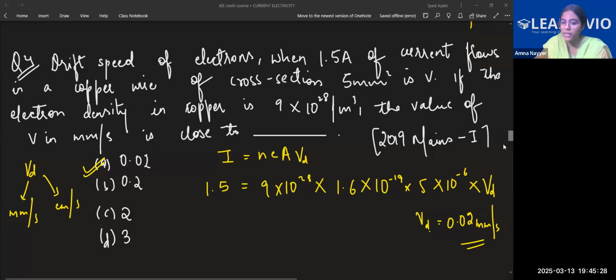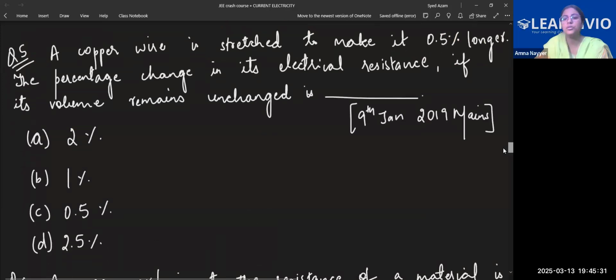Now, the next question is the one which I was mentioning to you when we were discussing the resistance part. So the options are there. First, you try it by yourself, but very quickly. Okay. Tell me which option is matching. This is a question from your 2019 mains. Like this question should just take, actually it should just take 10 seconds to solve once you know the method. But okay, fine. Tell me whichever option is getting matched.